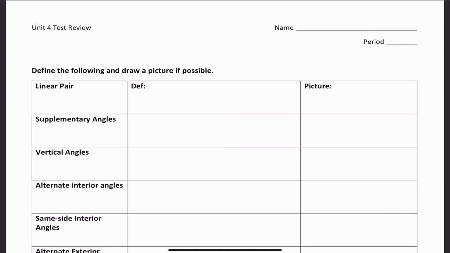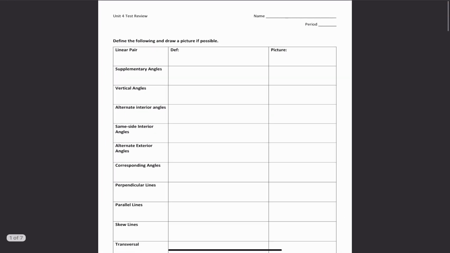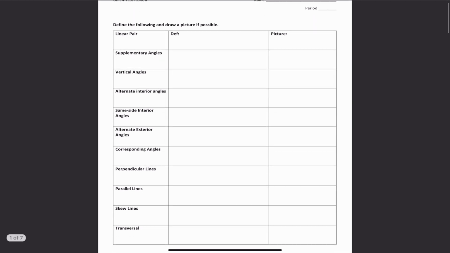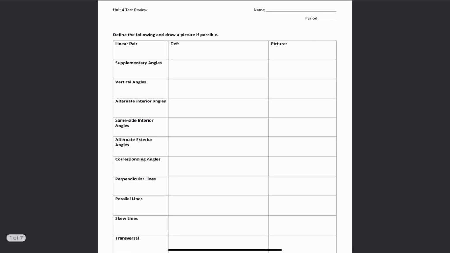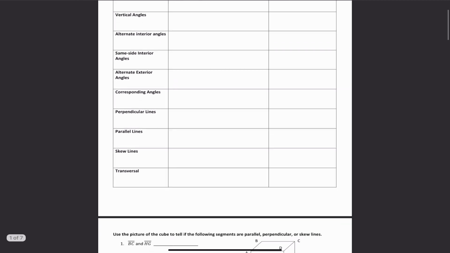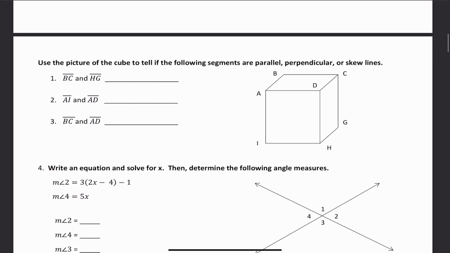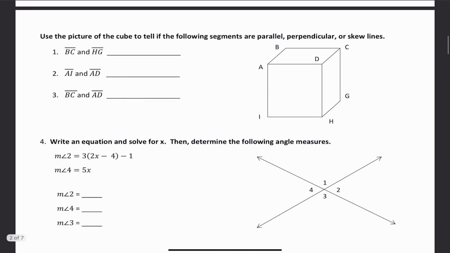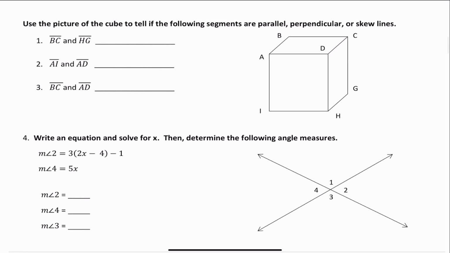Okay, what I want to go ahead and do is take a look at review for test number 4. As you can see, this is part of your test review, but I am not going to go over all of this. You can check the key for that. But what I want to do really is just take a look at this page right here. We're going to jump right into it. Use the picture of the cube to tell if the following segments are parallel, perpendicular, or skew.